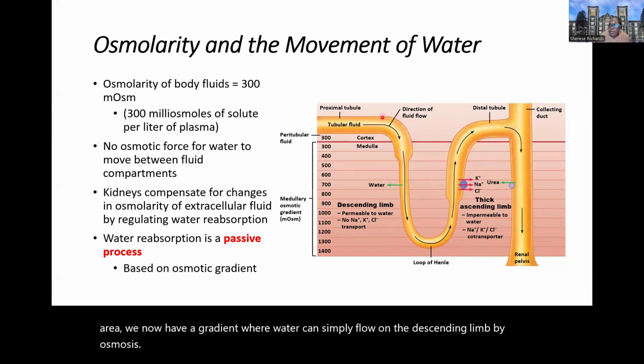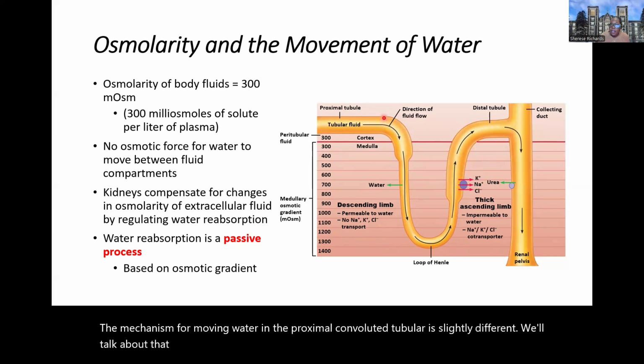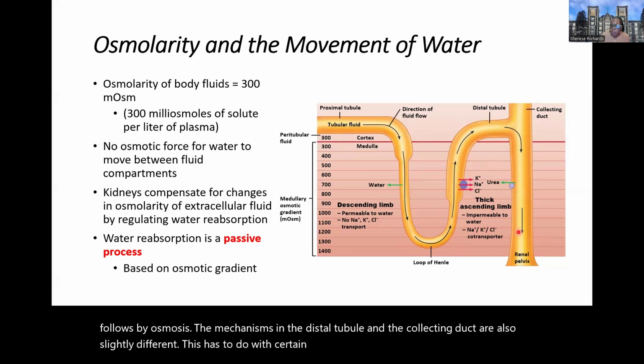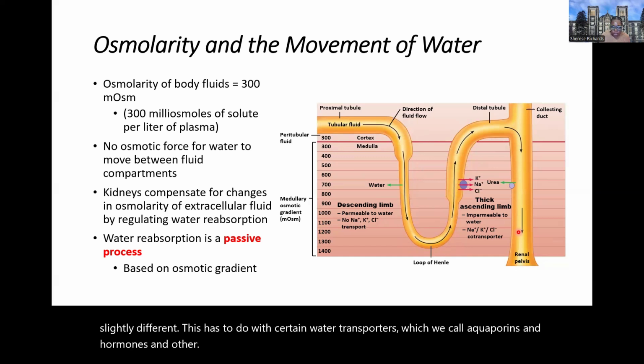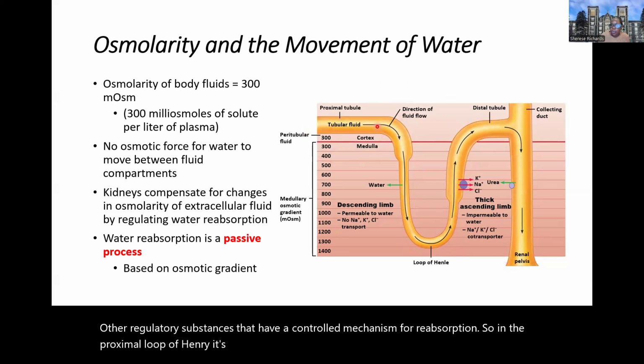The mechanism for moving water in the proximal convoluted tubule is slightly different. We'll talk about that, but that is also the similar mechanism where solutes move first and then water follows by osmosis. The mechanisms in the distal tubule and the collecting duct are also slightly different. This has to do with certain water transporters, which we call aquaporins, and hormones and other regulatory substances that have a controlled mechanism for reabsorption. So in the proximal loop of Henle, it's unregulated, uncontrolled. In the distal tubule and collecting duct, it is very much regulated by hormones such as antidiuretic hormone.